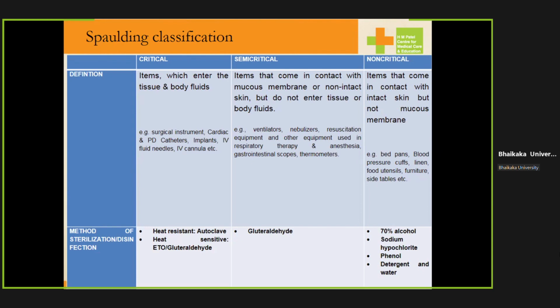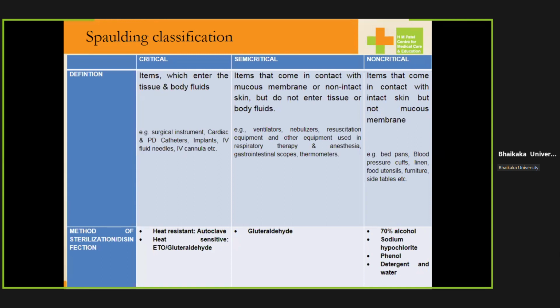So all these items, whether they are used on or in the vicinity of the patient, can be classified into three different categories: critical, semi-critical, and non-critical. So what are these critical items?